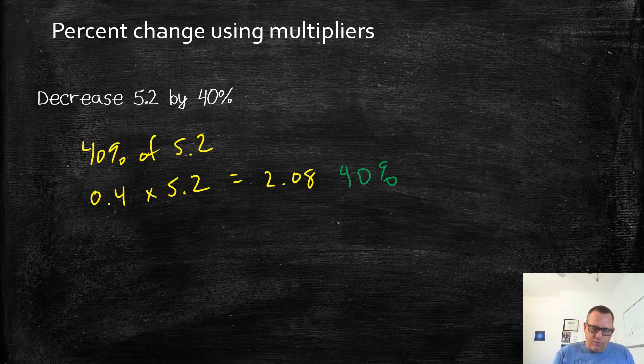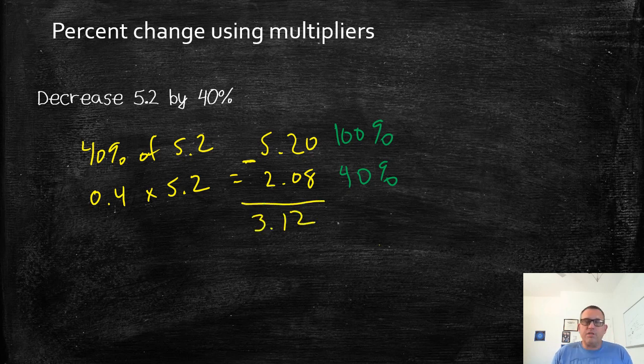Okay, and then what did we do? I started with 5.2, which is 100%. And how did we solve this? I want to decrease by 40%. So we're subtracting, aren't we? We're going to subtract 5.2 minus 2.08 gives me 3.12. What's 100% minus 40%? It's 60%. So if I start with 100%, which is my original, I decrease it by 40%, I'm left with 60%.